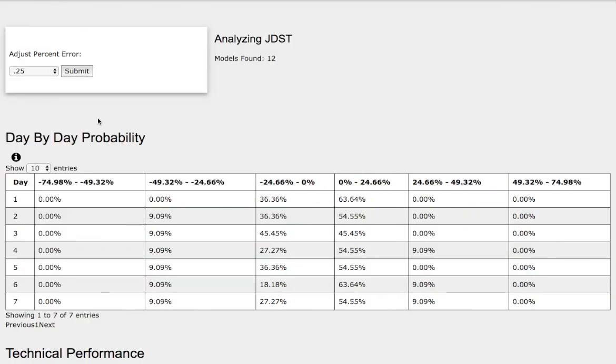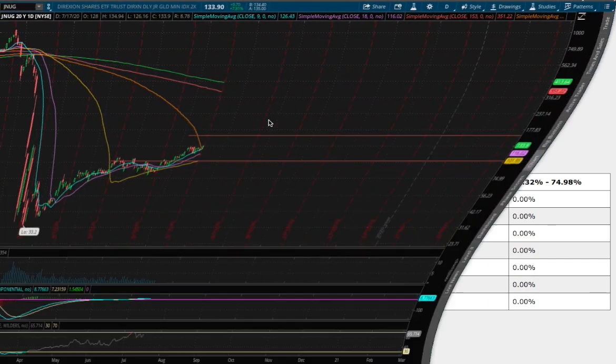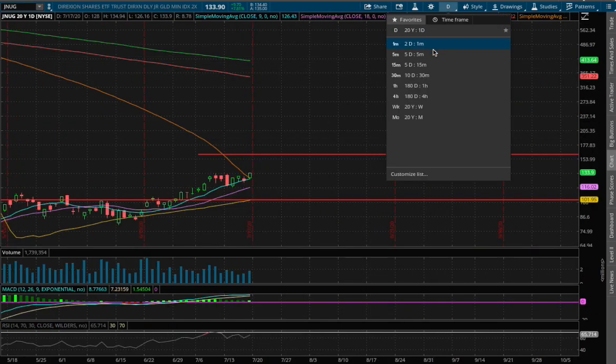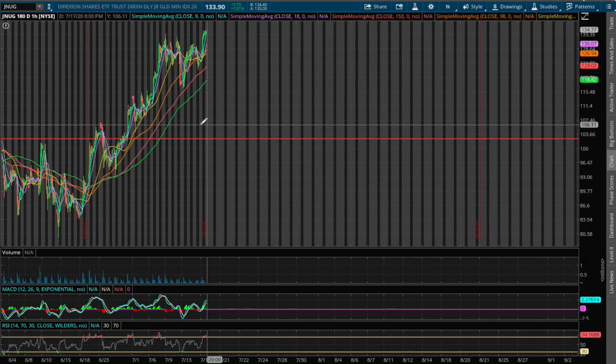In this video, we'll be going over the day-by-day probability model as our support and resistance gauges, and these models are based on past trends that are similar to the current trend, but not identical, so do keep that in mind. So with JNUG on the technical analysis, on Friday closed around 7.8% on the 1-hour chart.